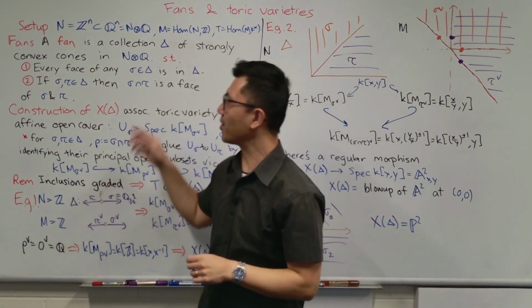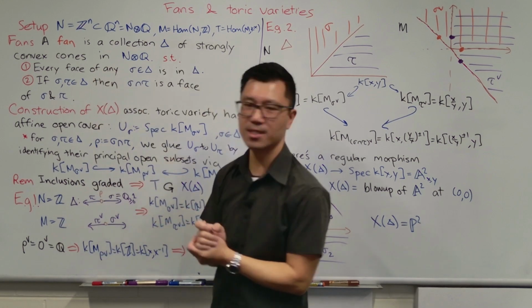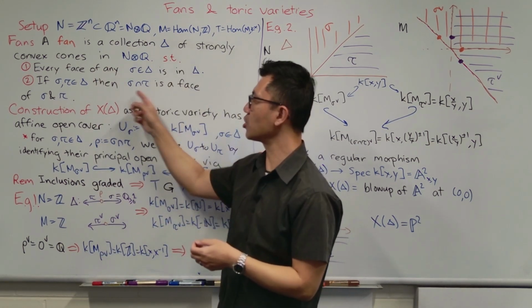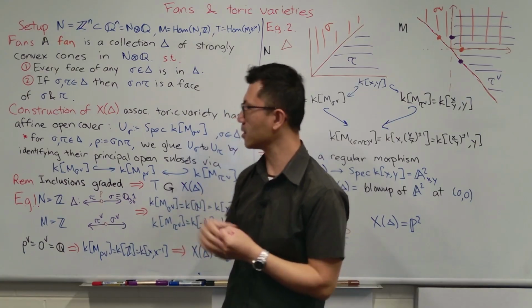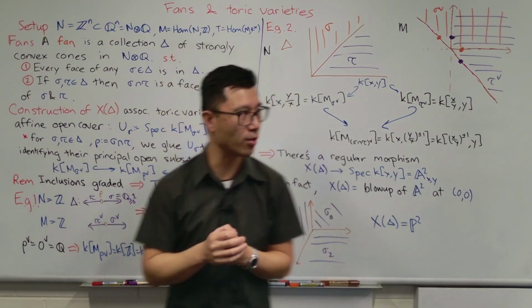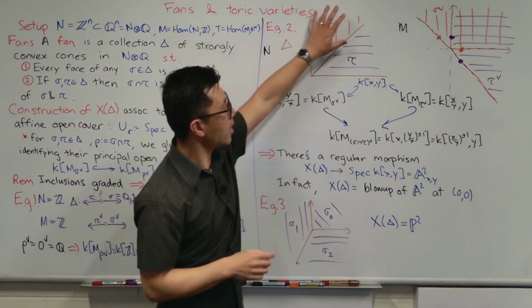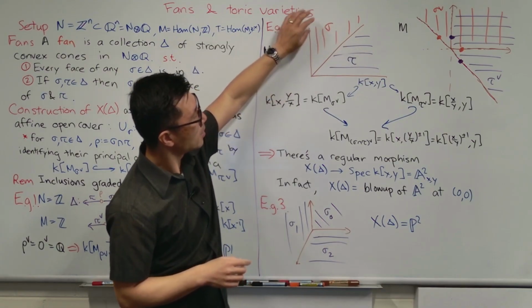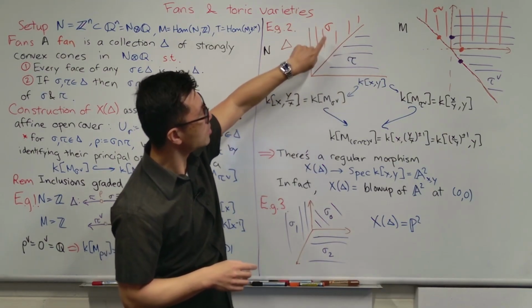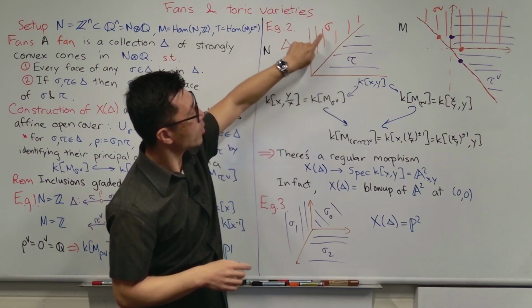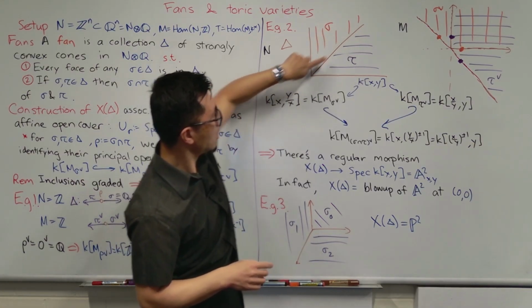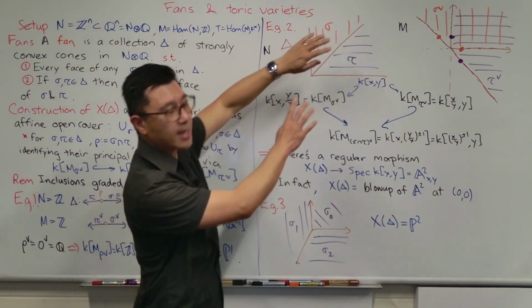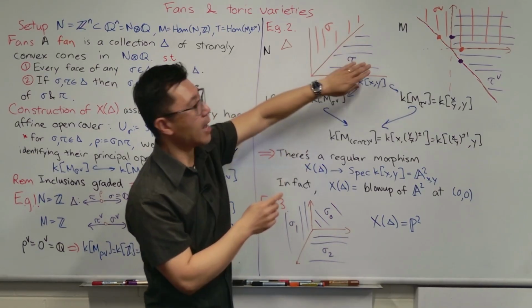Okay, so what about the second axiom? Let's check the second axiom now. What you need to do is intersect any two cones inside here and check that it is a face of both of them. The one that's easiest to see is sigma intersect tau. When you check the intersection, it's just this diagonal ray here, and that intersection, of course, is a face of both sigma and tau.